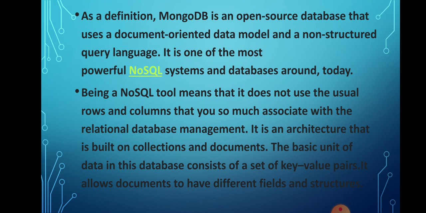As a definition, MongoDB is an open source database that uses a document oriented data model and a non structured query language, that is, NoSQL language. It is one of the most powerful NoSQL systems and databases around today. Being a NoSQL tool means that it does not use the usual rows and columns that you so much associate with relational database management, that means RDBMS.